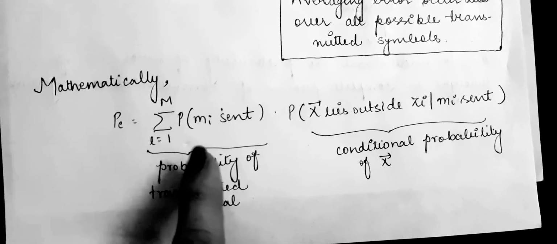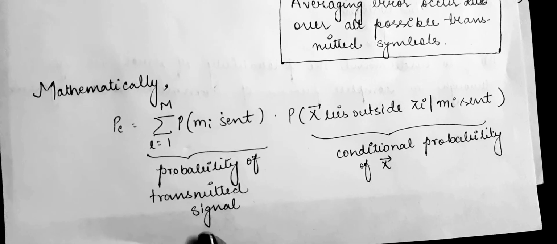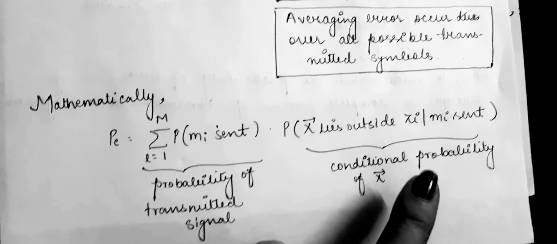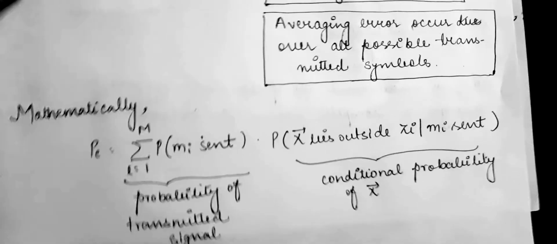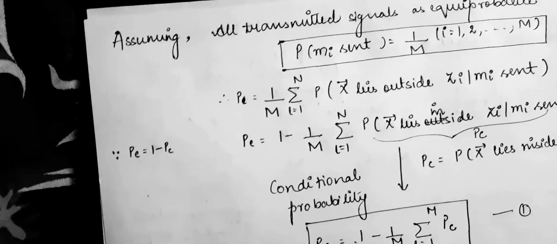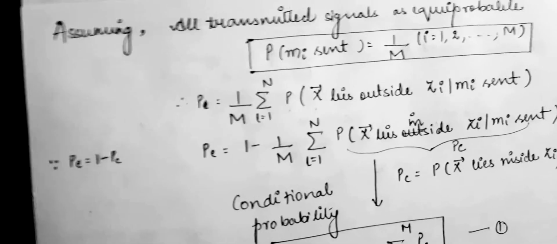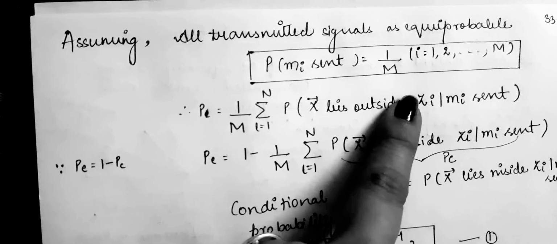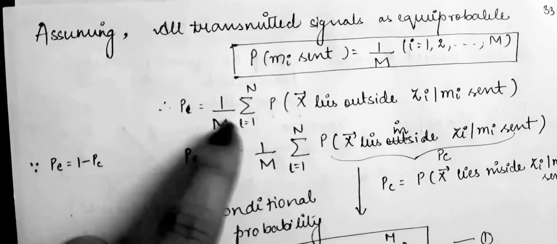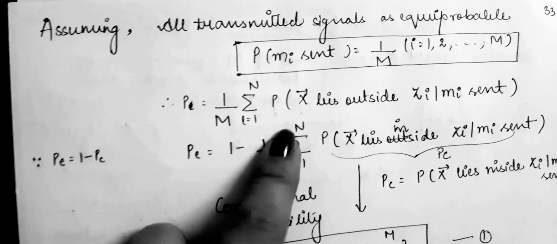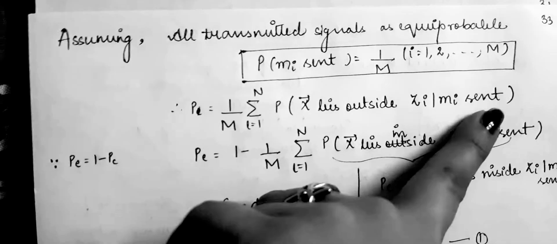Mathematically we represent Pe as the summation over i = 1 to m of P(mi sent), the probability of the transmitted signal, times P(X vector lies outside Zi | mi sent), which is the conditional probability of the X vector. Now we assume that all transmitted signals are equiprobable. So P(mi sent) = 1/m, where i = 1 to M. Therefore Pe = 1/m summation i = 1 to m of P(X vector lies outside Zi | mi sent).